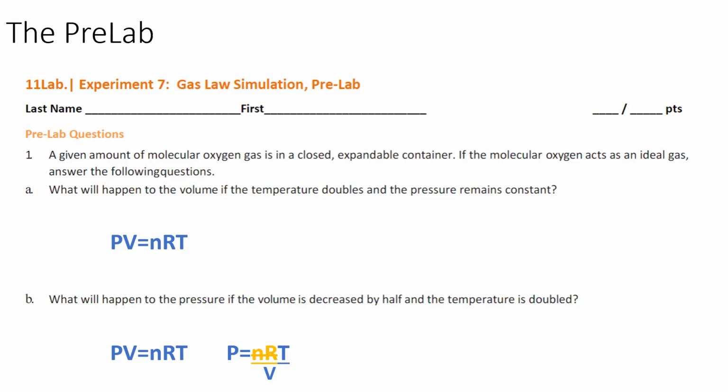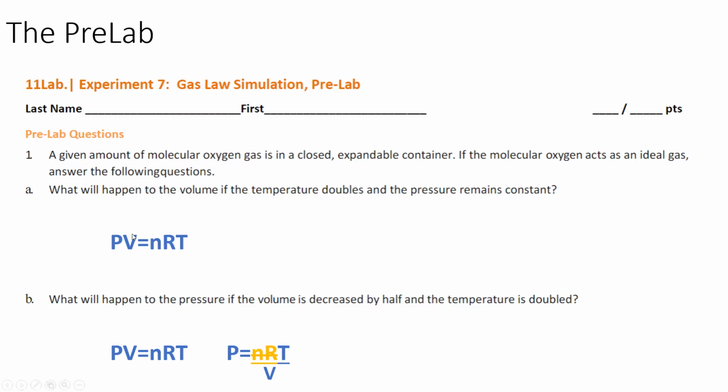Now, of course, you can look at the equation where volume and temperature are related, or you can just look at the ideal gas law to think about that. So it wants to know what will happen to the volume if the temperature doubles. So this value is going to double, and the pressure remains constant. And of course, the number of moles will also remain constant because it says some given amount of molecular oxygen gas is in a closed container. So no more gas is able to get in, no gas is able to get out. So it's going to be a constant number of moles of gas.